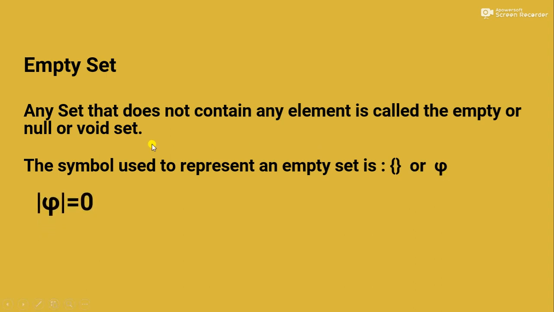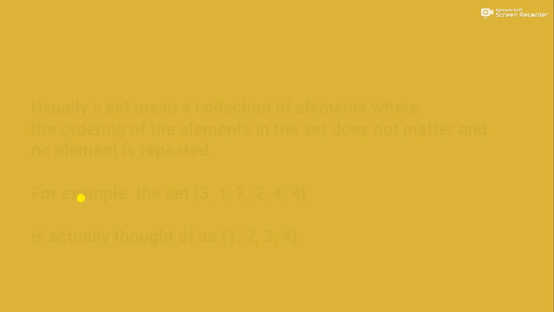And the cardinality of the empty set is 0. In an empty set we don't have any element, so by default the cardinality of the empty set is 0. So this is the symbol to represent the empty set, and the cardinality of the empty set is 0. This is how we can represent the empty set, and this is the cardinality of empty sets.